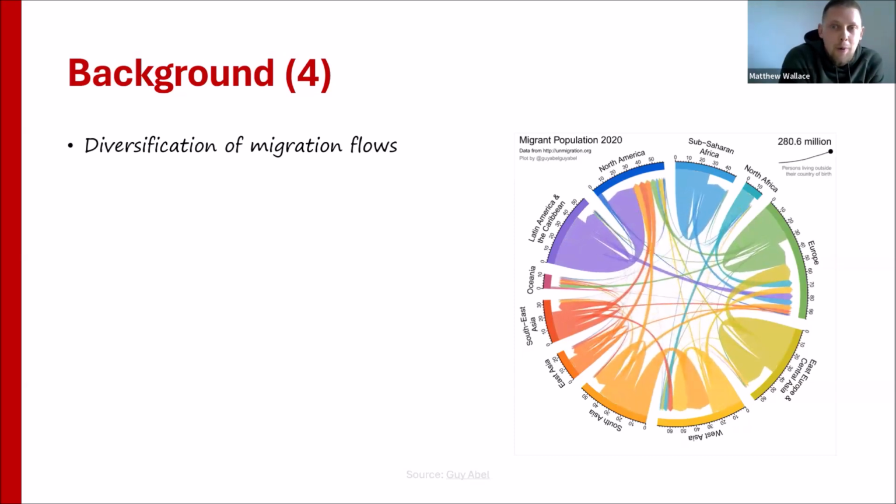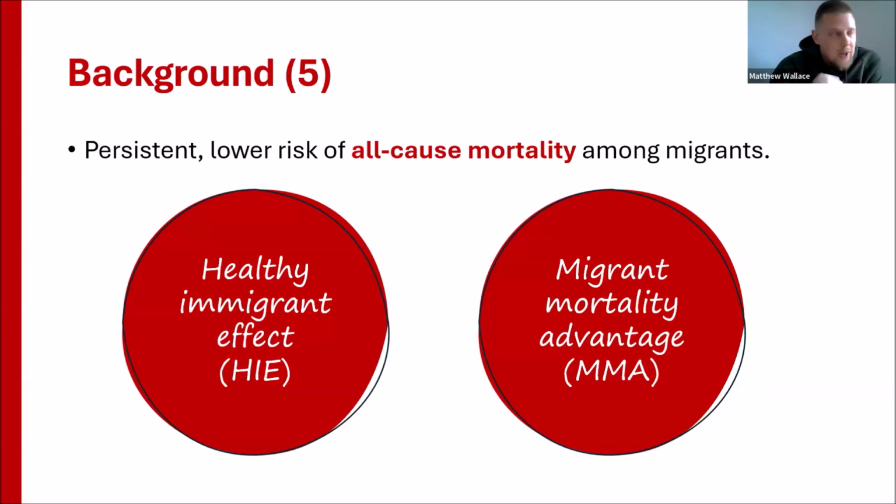There's diversification everywhere, right? But it's nice to focus on those two in particular for the purpose of this presentation. We see a real diversification in migration flows over time. So we have increasing absolute and relative shares of migrants. We have a diversification in where migrants are coming from, and particularly also their reasons for arrival, and we'll get onto that in a little bit. But there's also persistent and robust evidence in the literature of a lower risk of all-cause mortality among migrants.